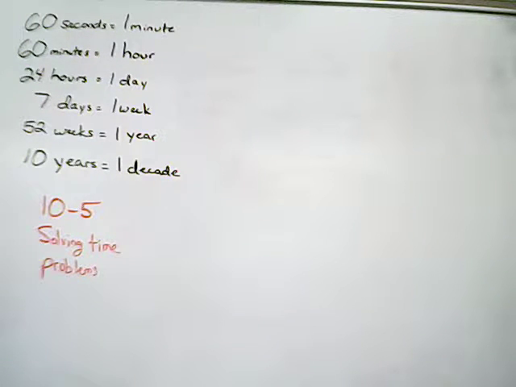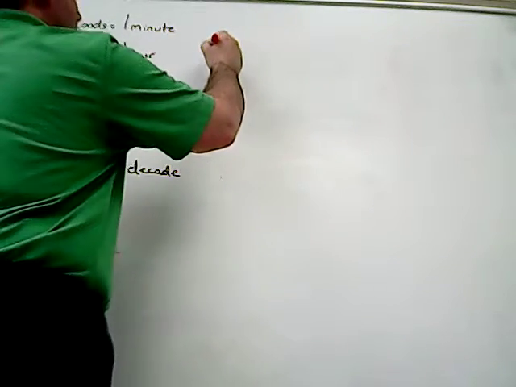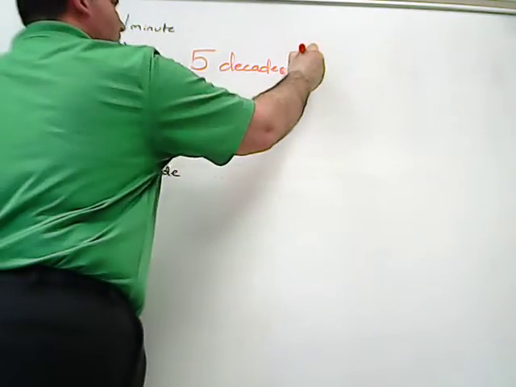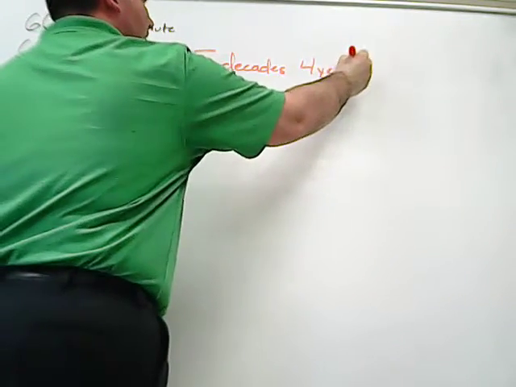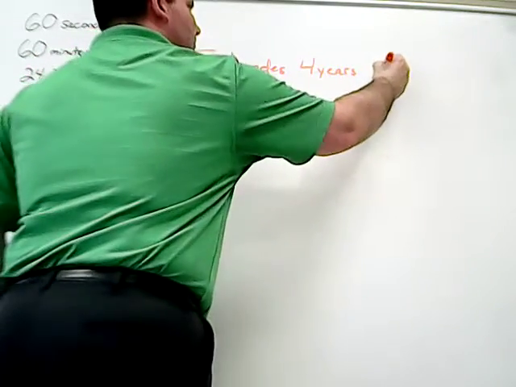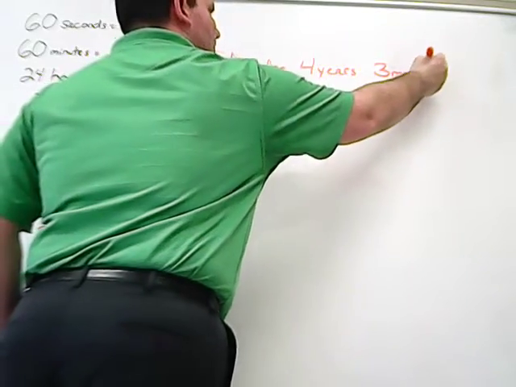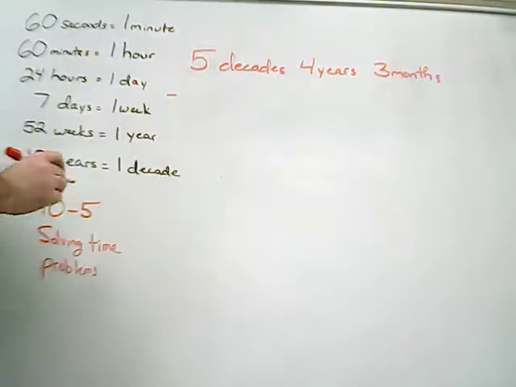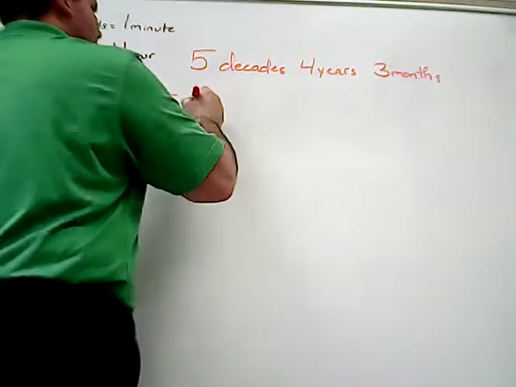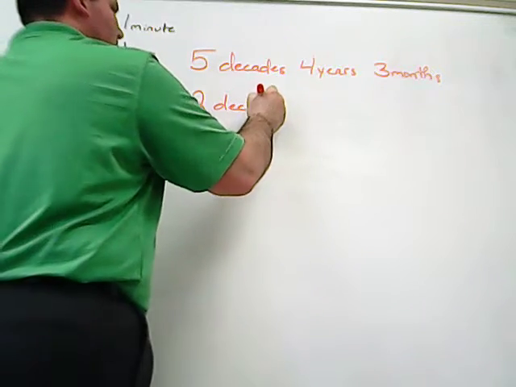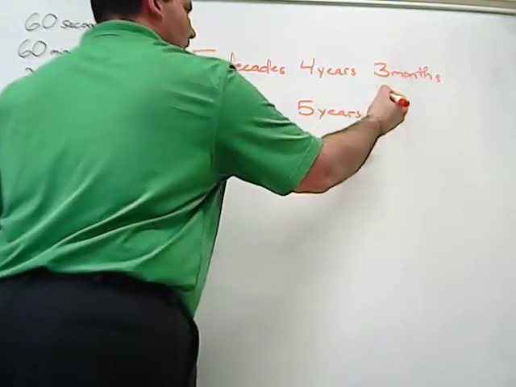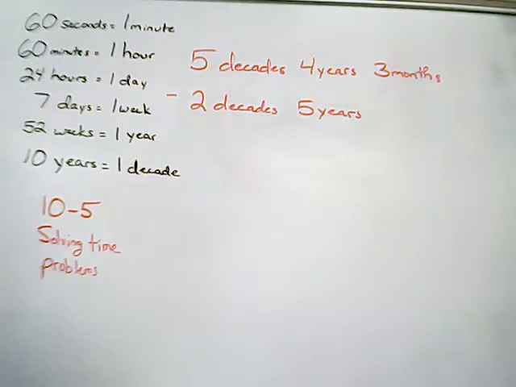So let's start here: 5 decades, years, and 3 months. And from that, I'm going to subtract 2 decades, 5 years, and let's say 6 months.